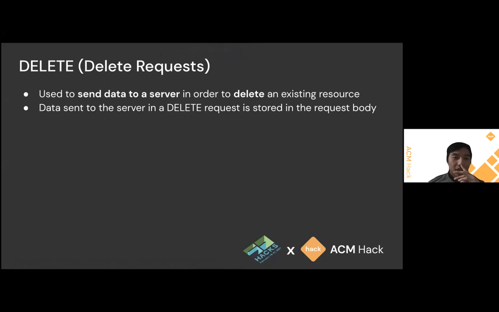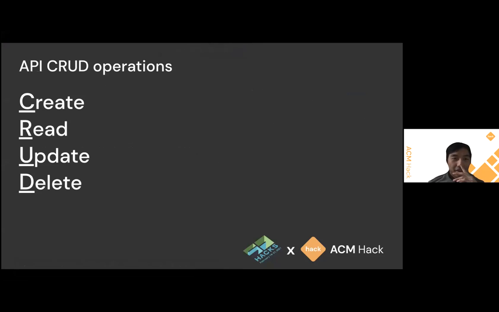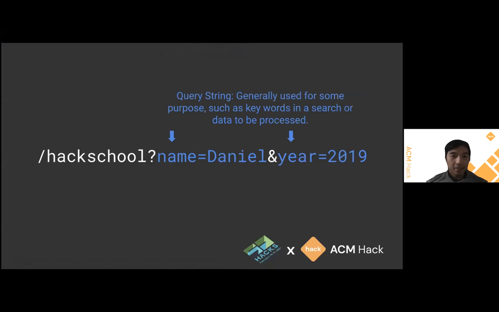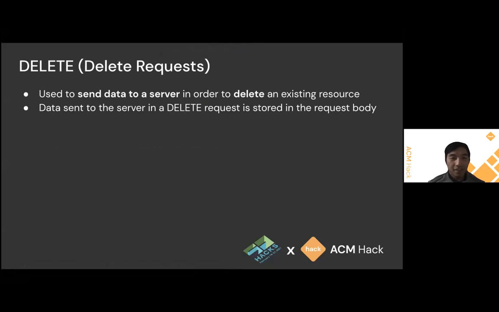So again, the main four are POST, GET, PUT, and DELETE. There are a lot of other HTTP request types, but these are the most common four that you need to know.